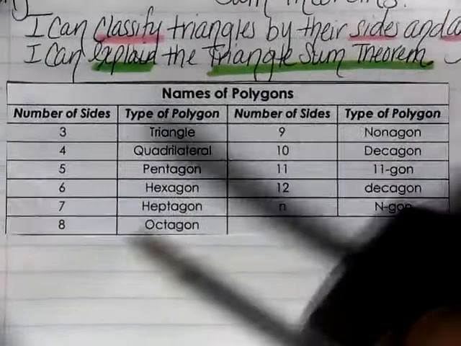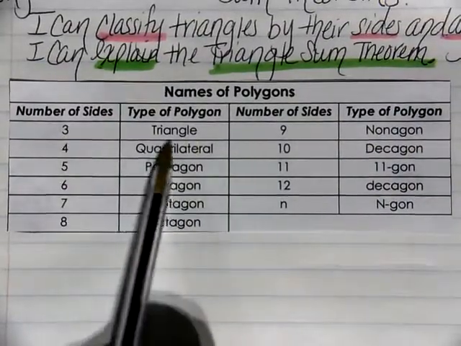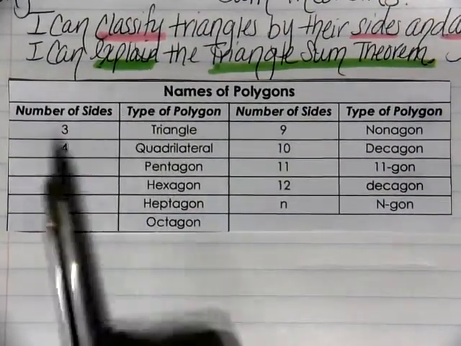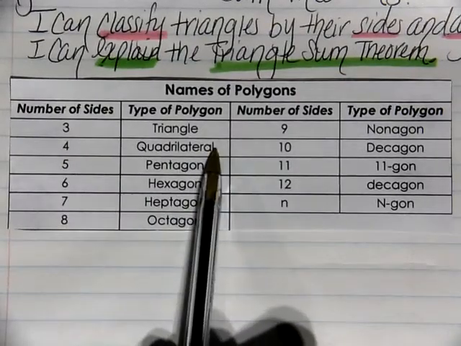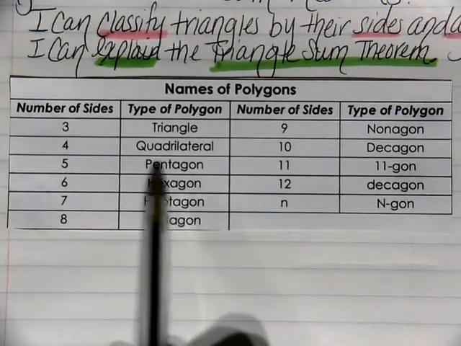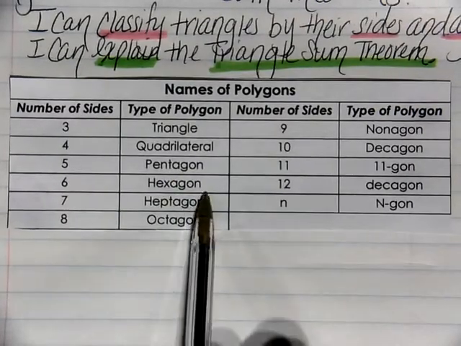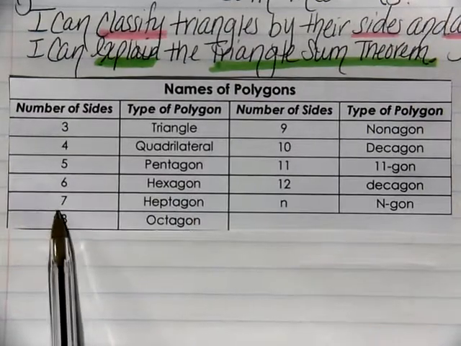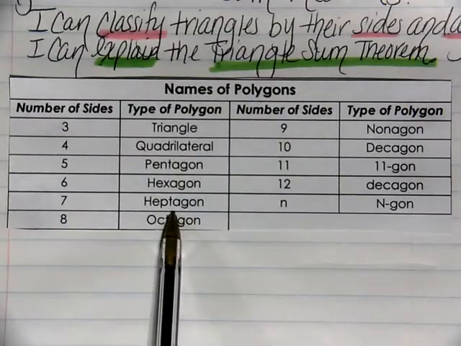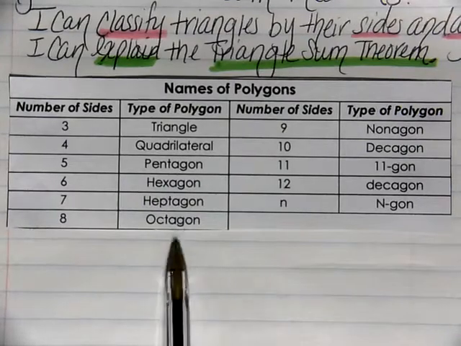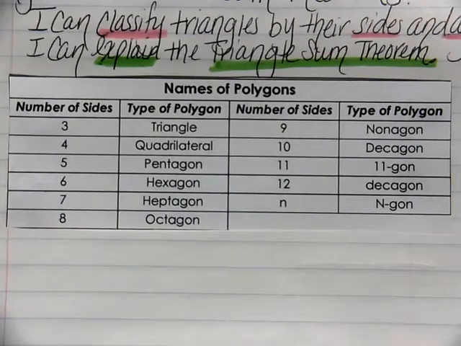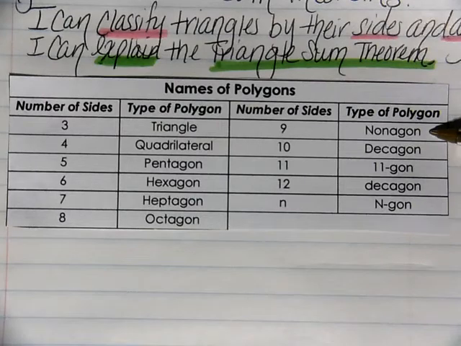The different types of polygons start with our three-sided figures, which are called triangles. Four-sided figures are called quadrilaterals. Five-sided figures are called pentagons. Six-sided figures are called hexagons. Seven sides are called heptagons. If it has 8 sides, we call it an octagon. If it has 9 sides, we call it a nonagon. 10 sides, we call it a decagon, like decade. There are 10 years in a decade.